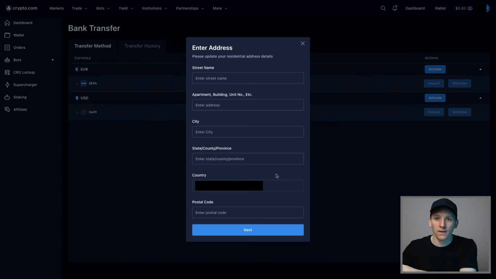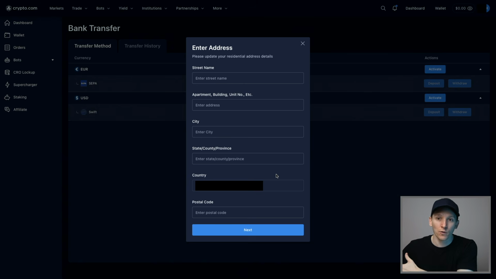So you'll have to go and get that via a PDF or anything that's accepted and then upload it into Crypto.com. It might take them a while to actually accept this and make sure that you've proven you live where you say you live. Once they have this, they'll actually start and activate the account for you. And then you'll be given bank details.